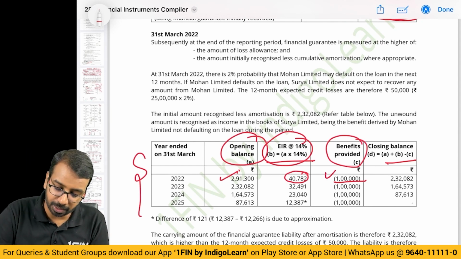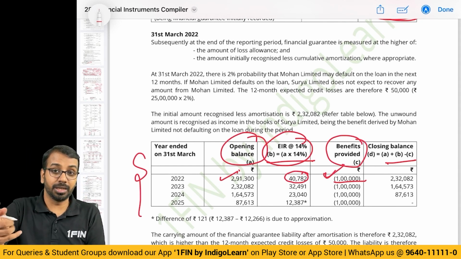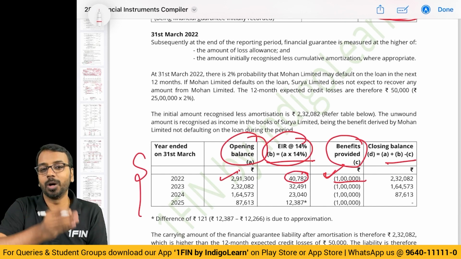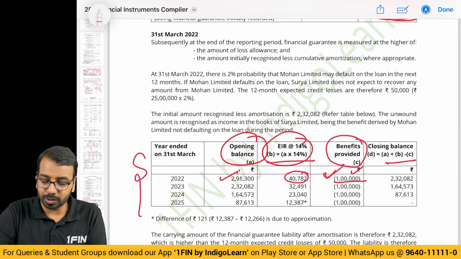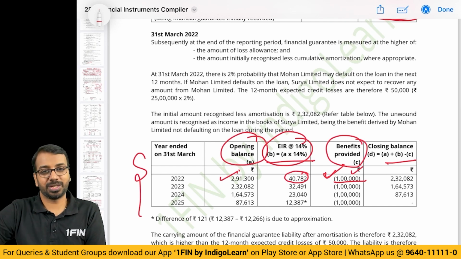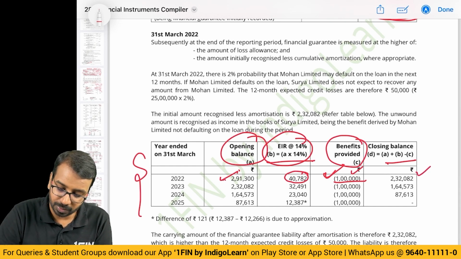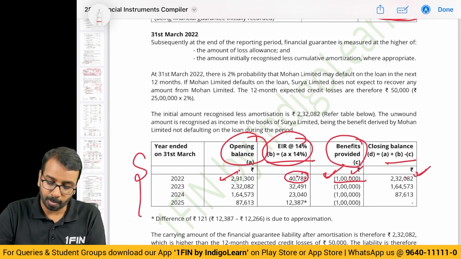So I have already completed my obligation for 1 year. You can think of it that way. The holding company has completed its obligation of 1 year. 1 lakh worth of benefit has been provided to the subsidiary. So what is the closing balance? Opening plus interest, minus benefit, gives the closing balance, which is 232.